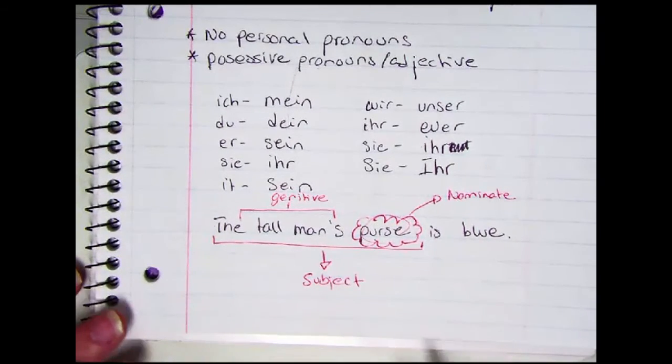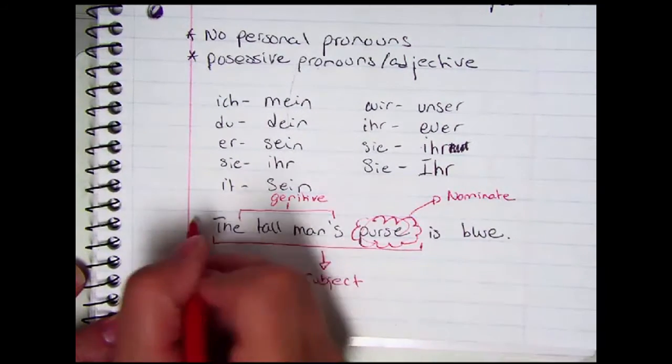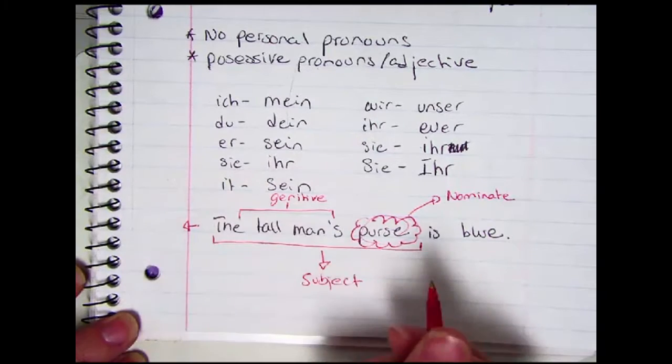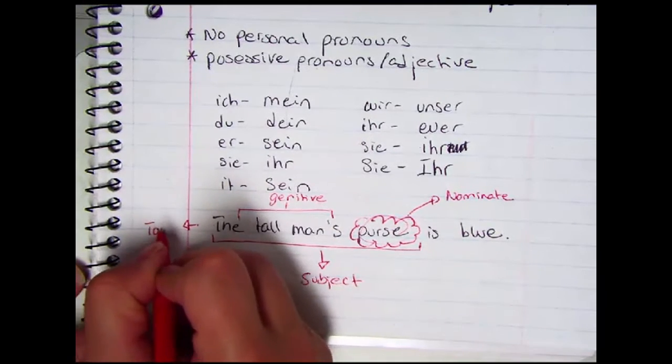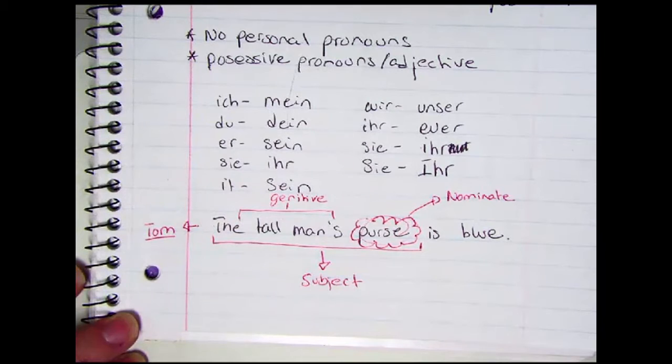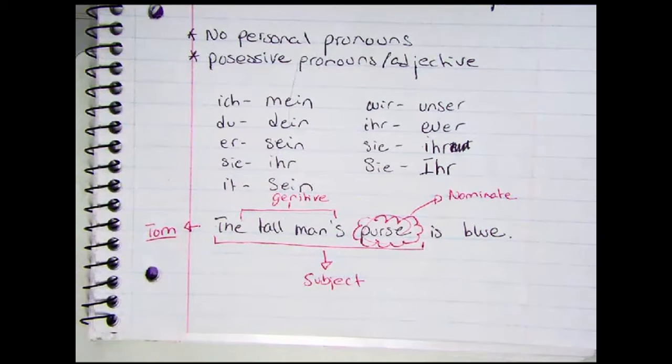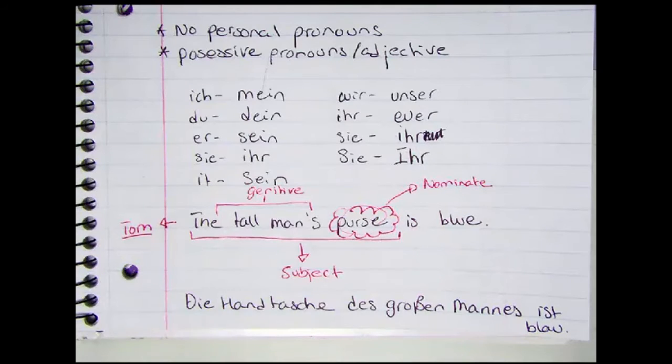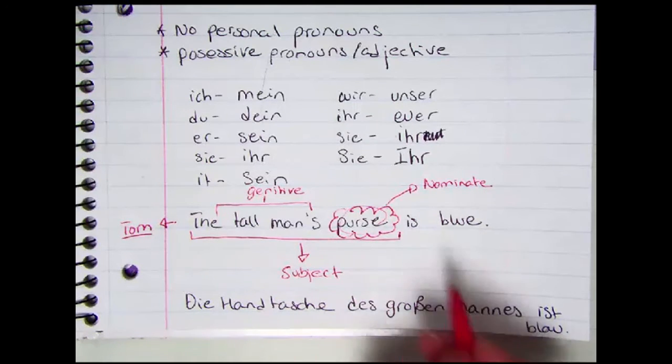Now, I'm going to show you that sentence in German, but I'm going to modify this a little bit, and I'll show you why in a minute, and I'm going to name this man Tom. Okay, so this guy's name is Tom. So the German sentence would be, and I actually ran out of space on the bottom, Die Handtasche des großen Mannes ist blau. So there are a couple of things that I want you to pay attention to.